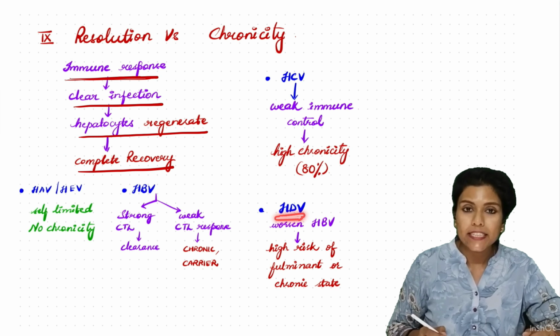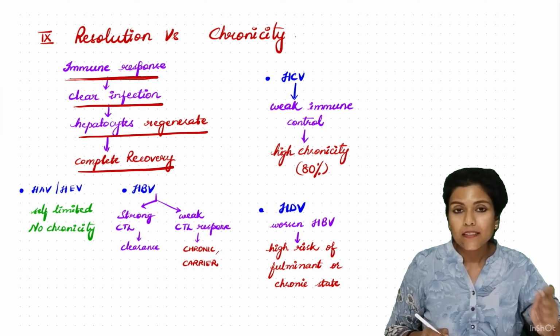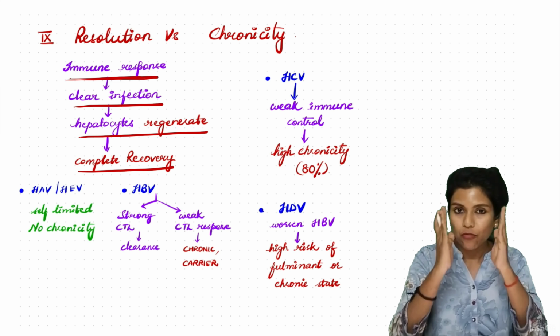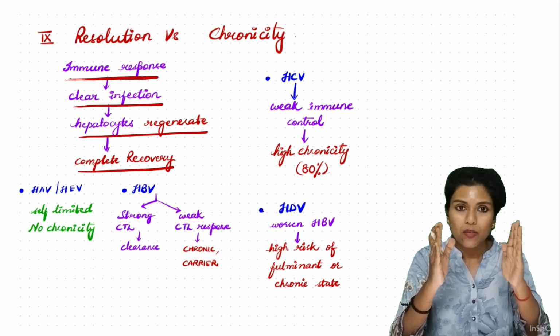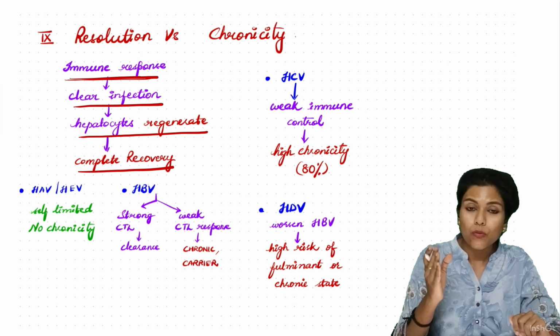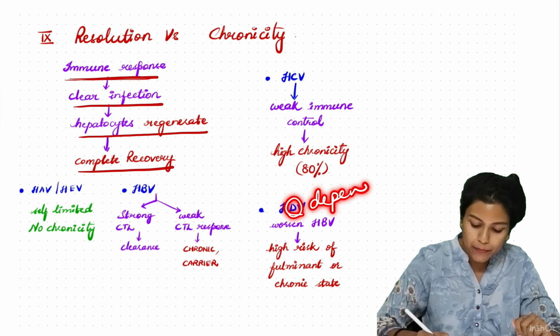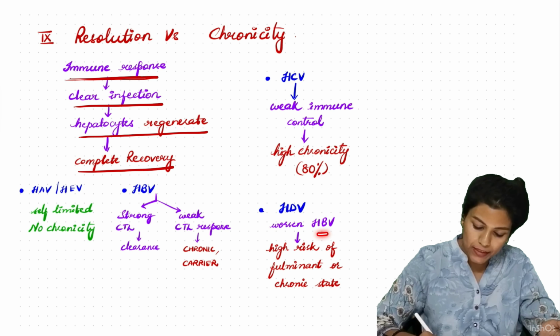Coming to hepatitis D, it is the dependent virus. D will depend on B, second and fourth column. So D will depend on B and coexist with B. D is a dependent virus. Depending means it will always coexist with hepatitis B.